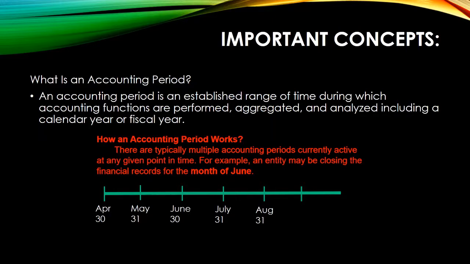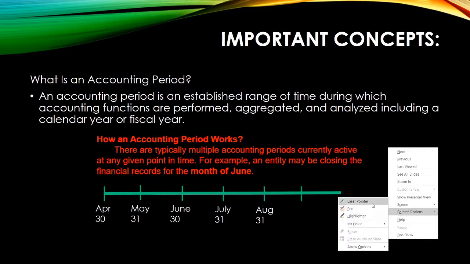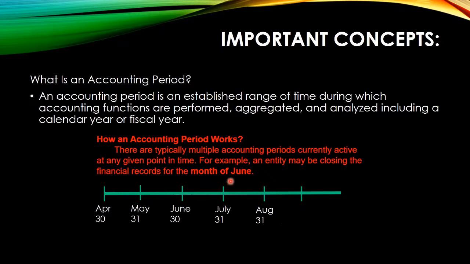Okay, so let's have this example. An entity may be closing the financial record for the month of June. So, meaning, when the statement is stated like this, the entity has monthly reporting, meaning it will prepare its report every month. So, a monthly interval is its accounting period. So the accounting period of the company covers June 1 until June 30. Take note.